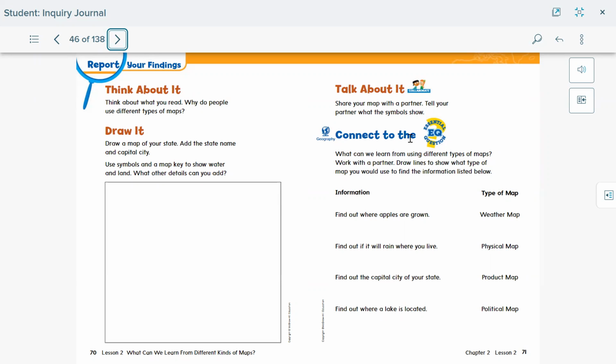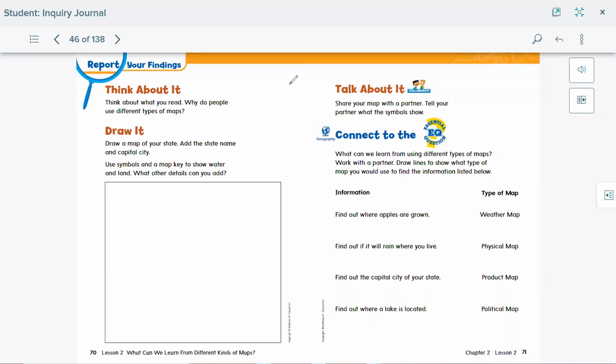All right, connect to that. So we're going to have information and we're going to look for the type of map. I have a few pieces of information here that help me to know which map I'm talking about. The information is: find out where apples are grown, find out if it will rain where you live, find out the capital city of your state, find out where a lake is located. So this is the information, and these are the maps that will help me get this information. What types of maps do we have? We have weather map, physical map, product map, and political map. So what we need to do is draw a line from the information to the right map, the map that will help me get this information.